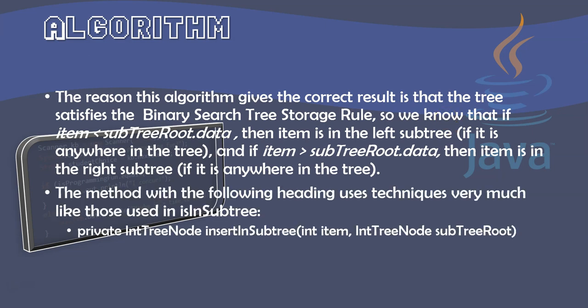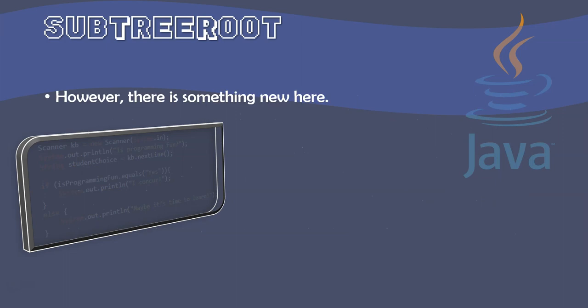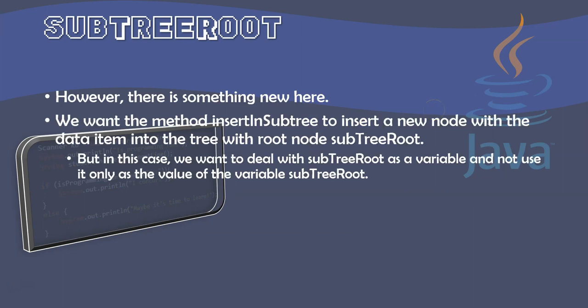Now, the method with the following heading uses techniques very much like those in isSubtree: private IntTreeNode insertInSubtree(int item, IntTreeNode subtreeRoot). So what is subtreeRoot? Well, subtreeRoot is something a little bit new here. We want the method insertInSubtree to insert a new node with the data item into the tree with the root node subtreeRoot. But in this case, we want to deal with subtreeRoot as a variable and not only as the value of the variable subtreeRoot.